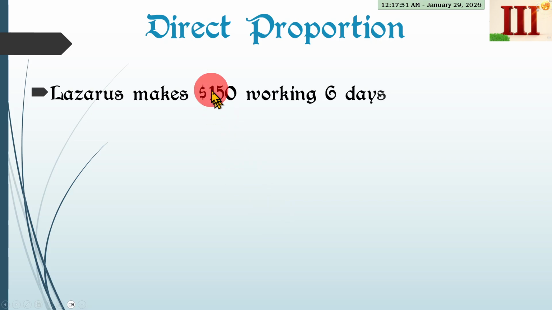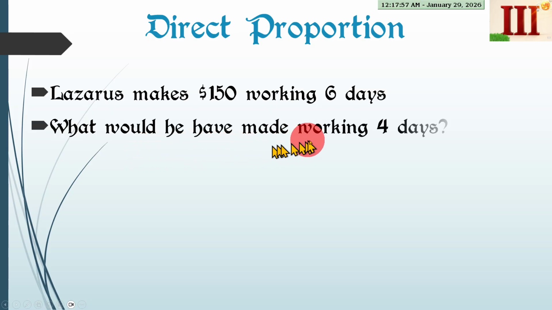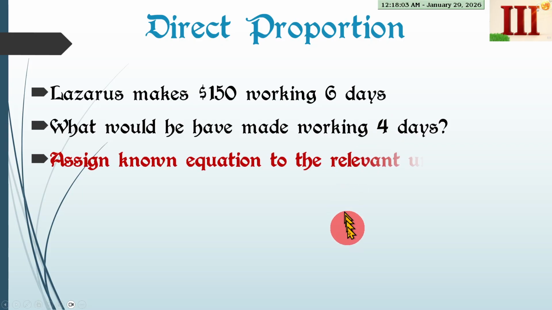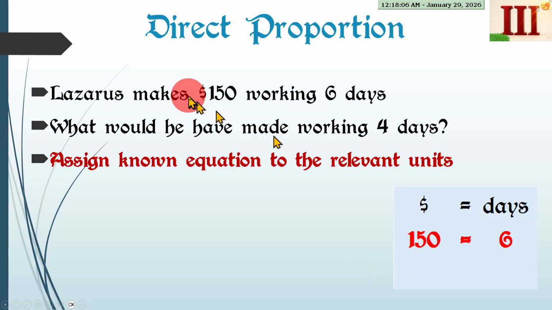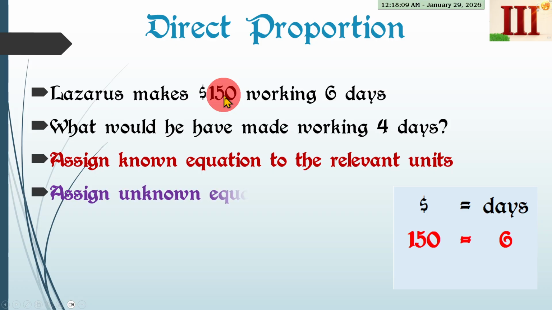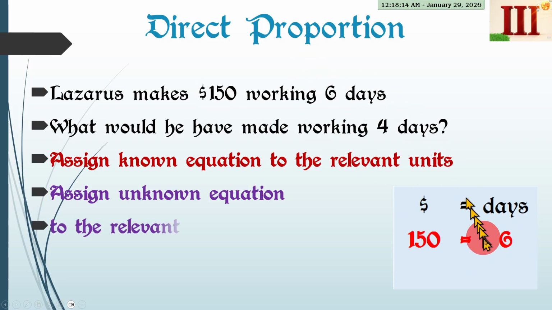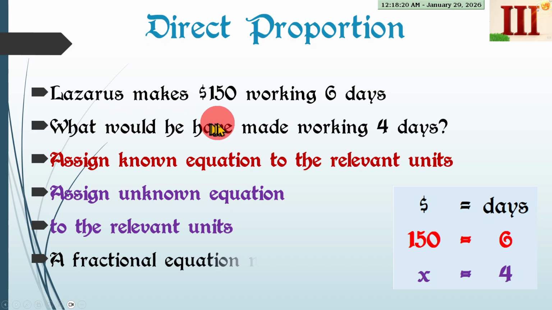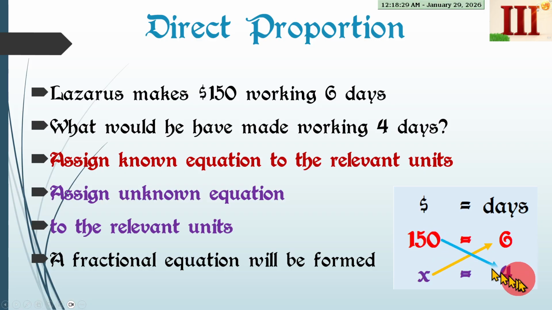So Lazarus makes $150 by working 6 days. What would he have made working 4 days? So I like to use cross multiplication. We're going to set up a proportion. Anytime we have a numerical value, there's going to be a unit attached to it. 150 is attached to dollars, and 6 is attached to days. Then we would do our equation that is based on the unknown. We don't know what he would make, so we put an x under the dollars, but we know it's going to be 4 days. If we cross multiply, then we will have an equation that we can solve very nicely.